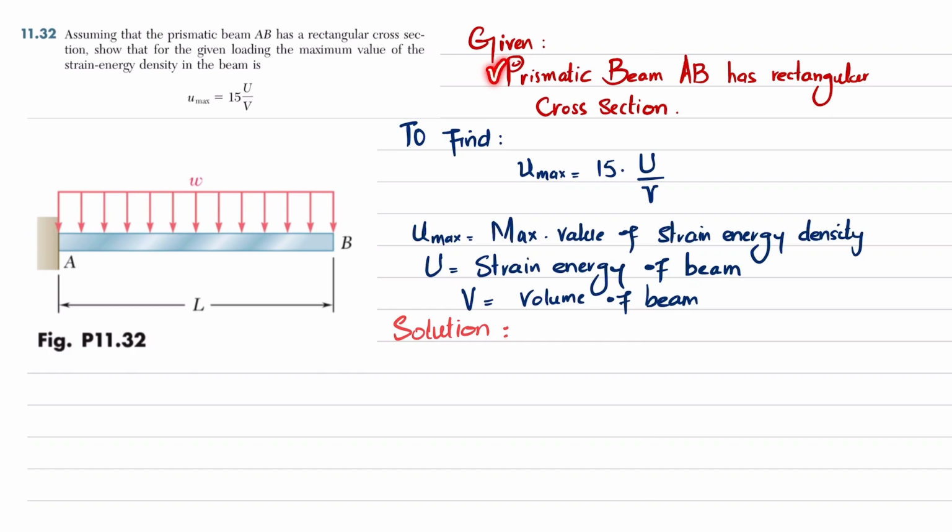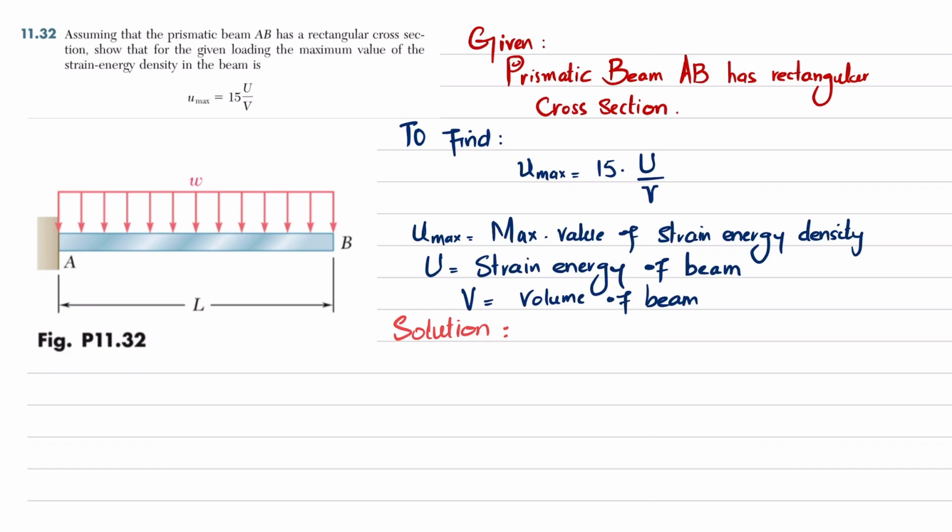So the beam is prismatic and has a rectangular cross section. So you have to take the rectangular cross section with width equal to B and height equal to D. We have to find this, where U max is the maximum value of strain energy density, U is the strain energy of the beam, and V is the volume of the beam. So let's start with the solution.